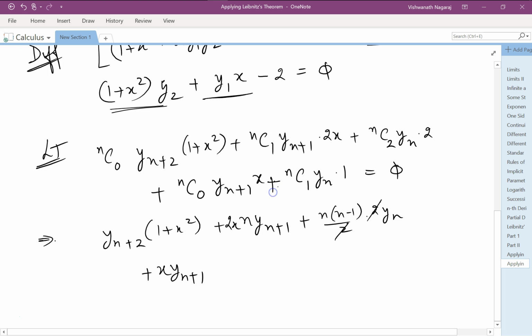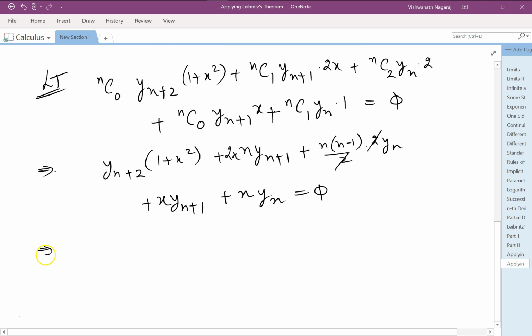Here it should be actually plus. Now nC1 is n, y_n equal to 0. Now again simplify it. These two are like terms and these two are like terms. So 1 plus x square y_n plus 2 plus like terms.